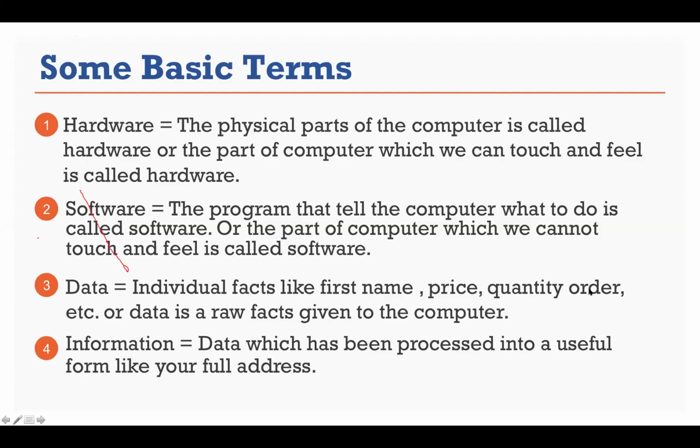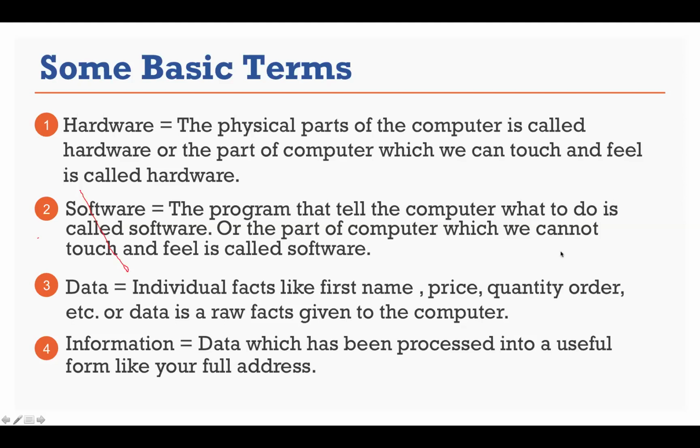So information is data which has been processed into a useful form, like your complete mailing address. Whatever you type from the keyboard, if it gives a meaning, then that will be your information. If you give your full address, then that is information for you.